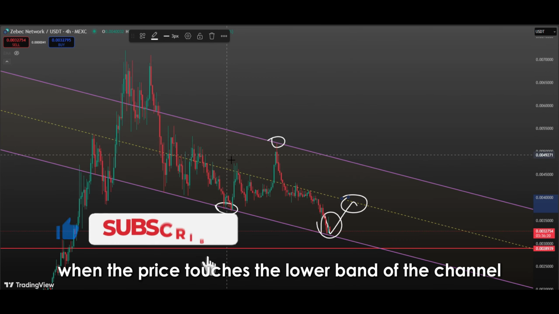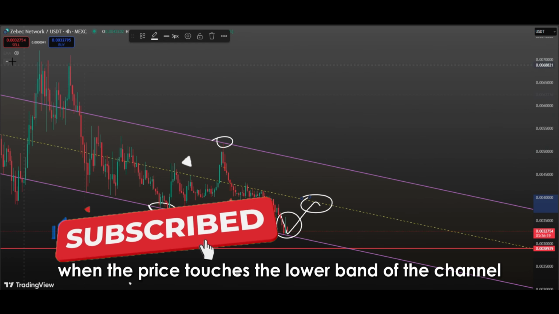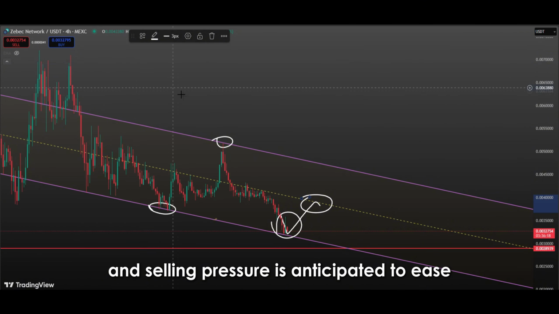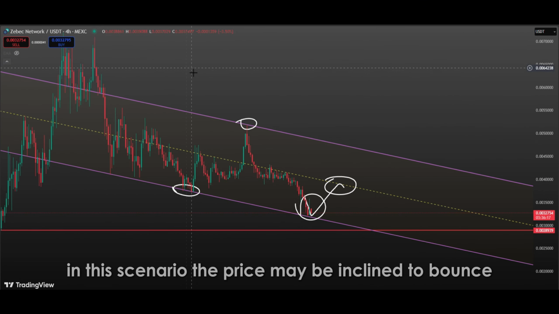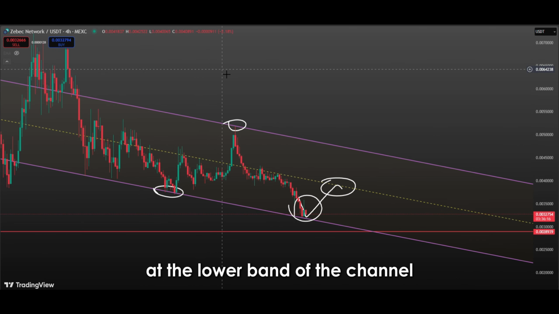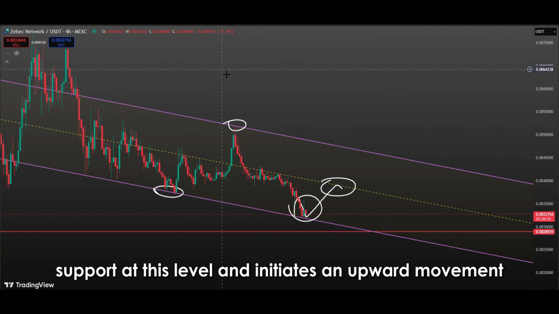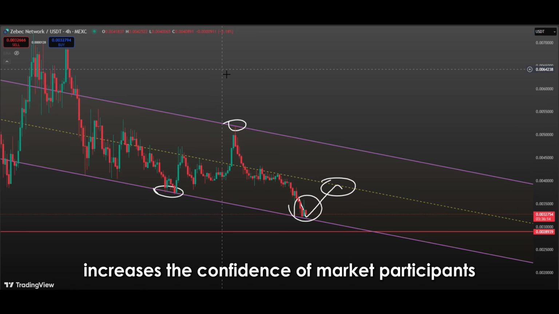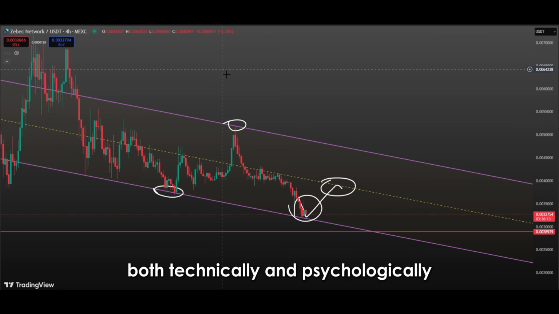In other words, when the price touches the lower band of the channel, buyers are expected to step in, and selling pressure is anticipated to ease due to the support in that area. In this scenario, the price may be inclined to bounce at the lower band of the channel. A bounce means that the price finds support at this level and initiates an upward movement. Such a reaction increases the confidence of market participants both technically and psychologically.